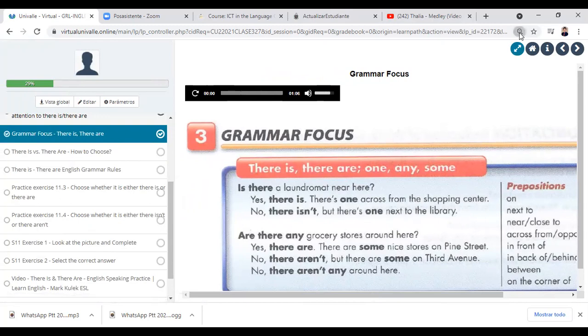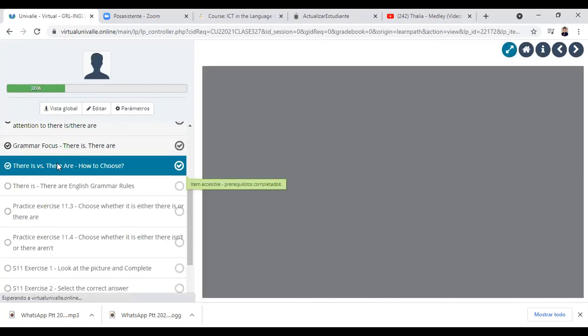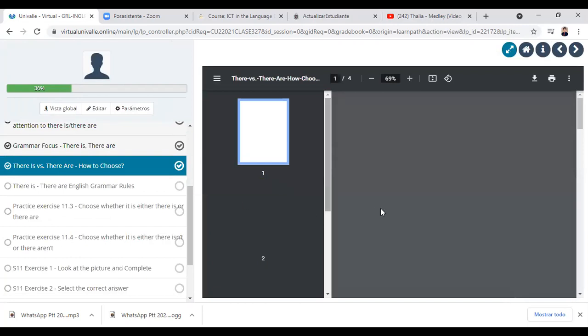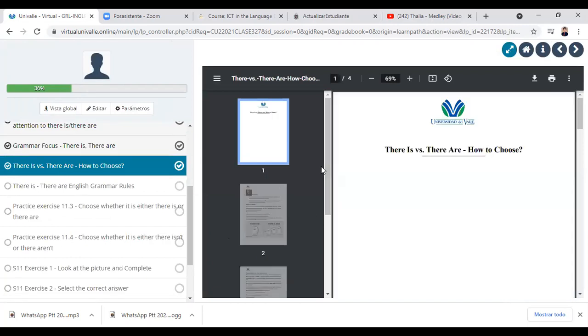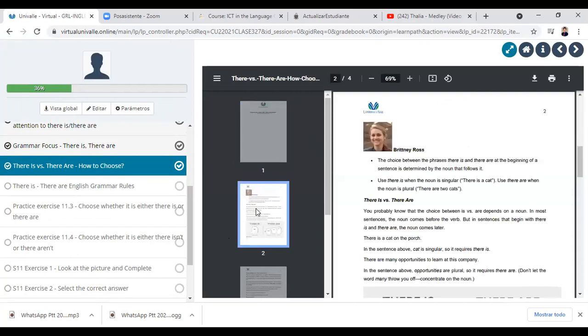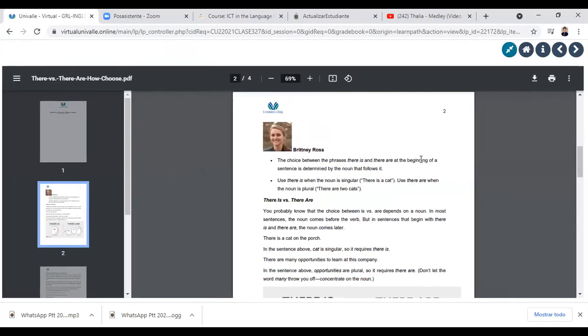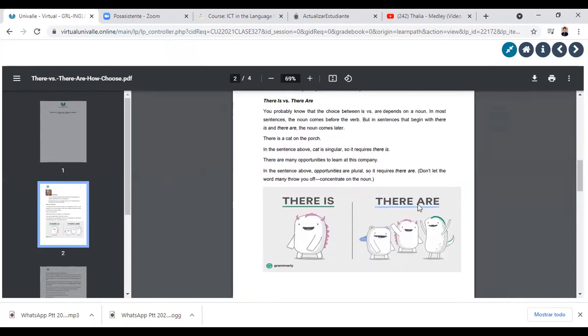Also in here we're going to be working on there is versus there are. How to choose is very simple, guys. As I was mentioning to you, we use there is for singular and there are for plural. The choice between the phrases there is and there are at the beginning of a sentence is determined by the noun that follows it. Use there is when the noun is singular: there is a cat. Use there are when the noun is plural: there are two cats.